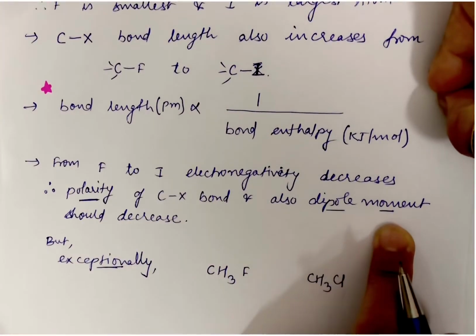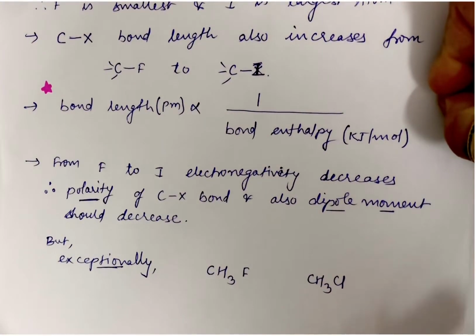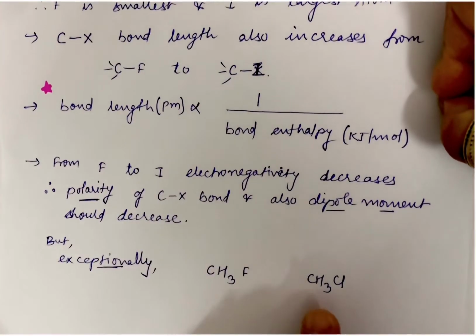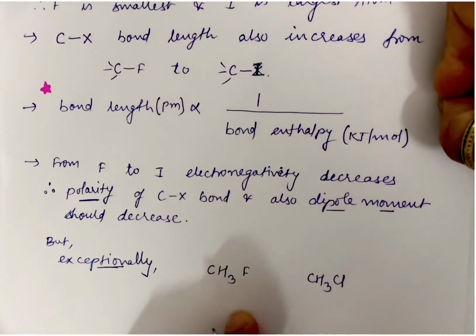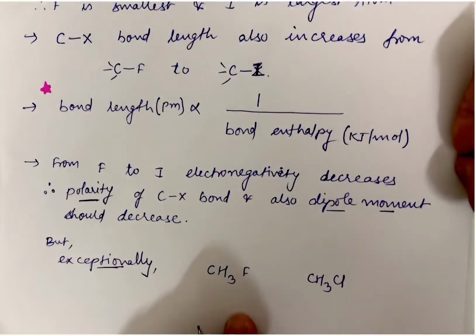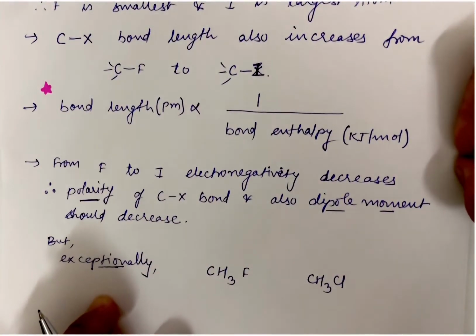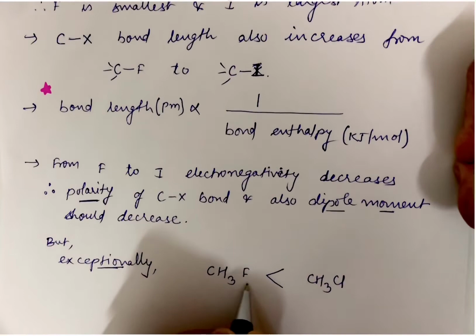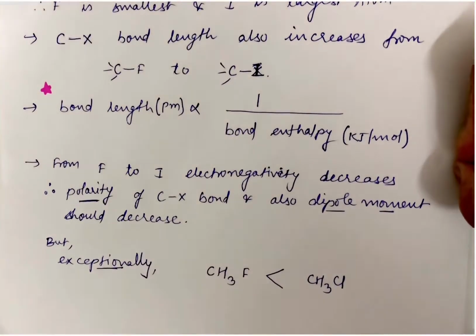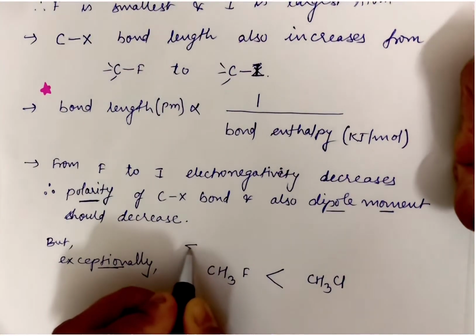As I said, what is dipole moment? It is nothing but the product of charge and the distance between the two atoms. So if the polarity of the C-X bond is decreasing, then chloromethane should have less polarity. What do you say? It should have less polarity. What do you say? Yes, but I said that I am discussing something exceptional. So here actually it is CH3F, that is, the C-F bond polarity is less than the C-Cl bond's polarity, and this is very important.